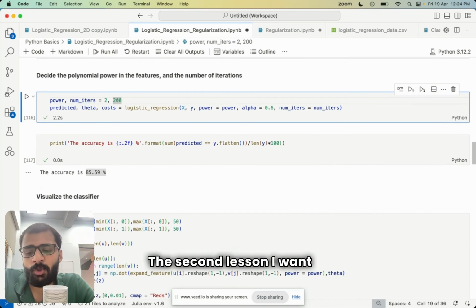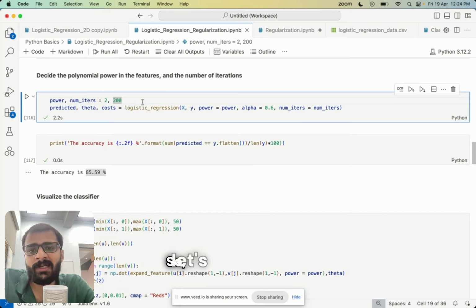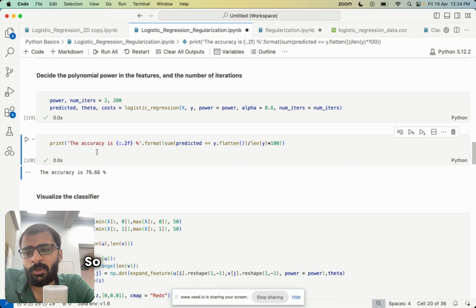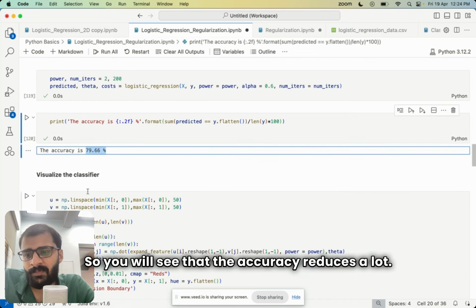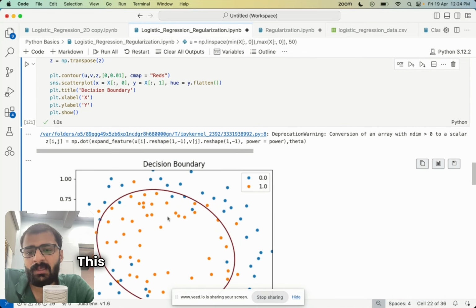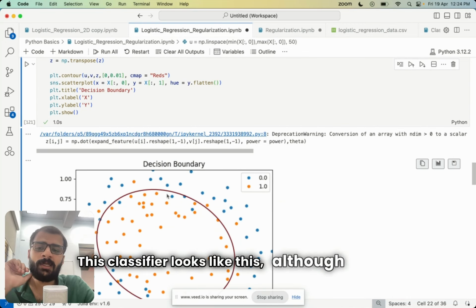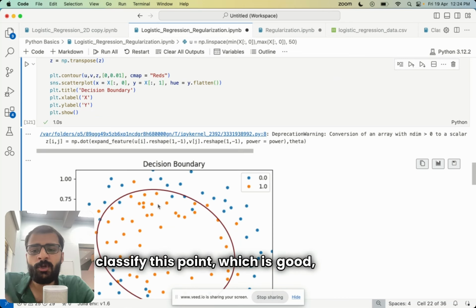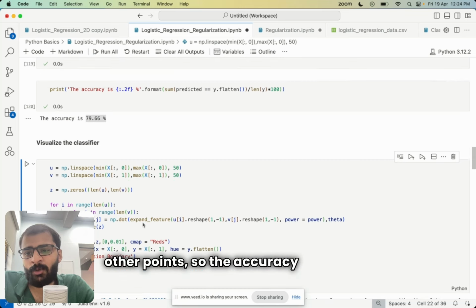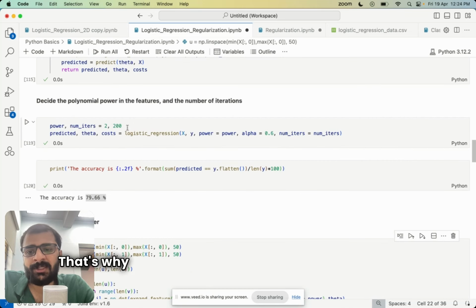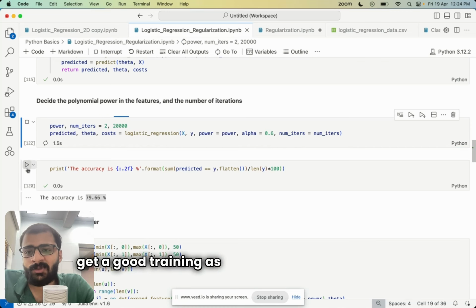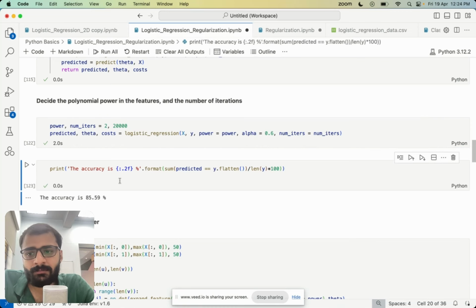The second lesson I want to convey is number of iterations. So let's say I only had 200 iterations and I run this. So you'll see that the accuracy reduces a lot. And the classifier looks like this. Although it does not classify this point, which is good, but it also does not do a good job of classifying the other points, so the accuracy is reduced. That's why generally higher iterations is a good idea to get a good training as well as a testing accuracy.